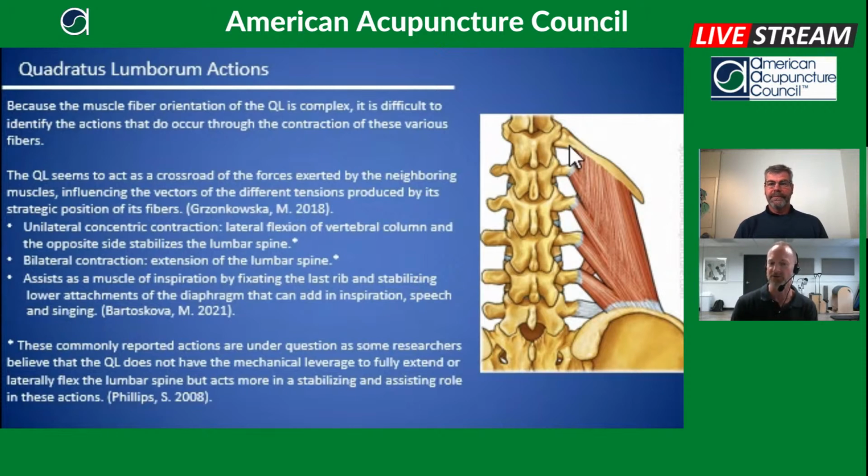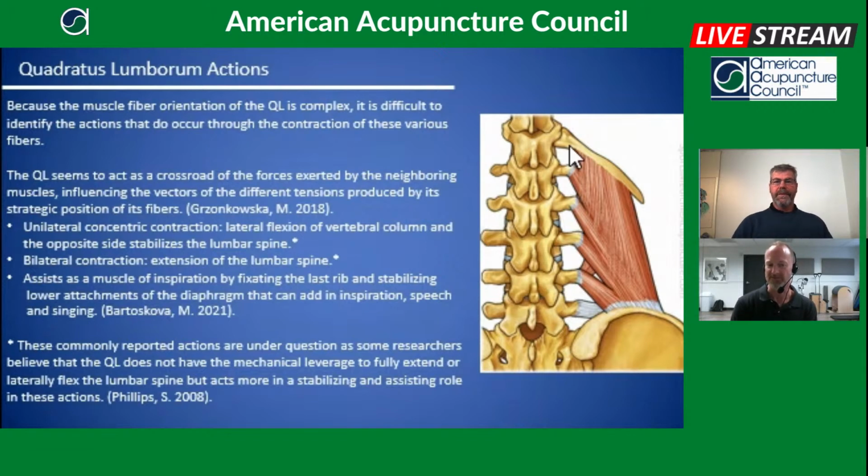But the traditional role of the quadratus lumborum is that when there's a unilateral contraction, it does lateral flexion of the vertebral column of the lumbar spine, whereas the opposite side would be stabilizing. So if we were looking at this right QL, it could laterally flex the lumbar spine, so the lumbar spine would become concave to that side. Bilateral contraction is usually talked about as extension, but it seems pretty minimal in extension, more about assisting if it does it at all.